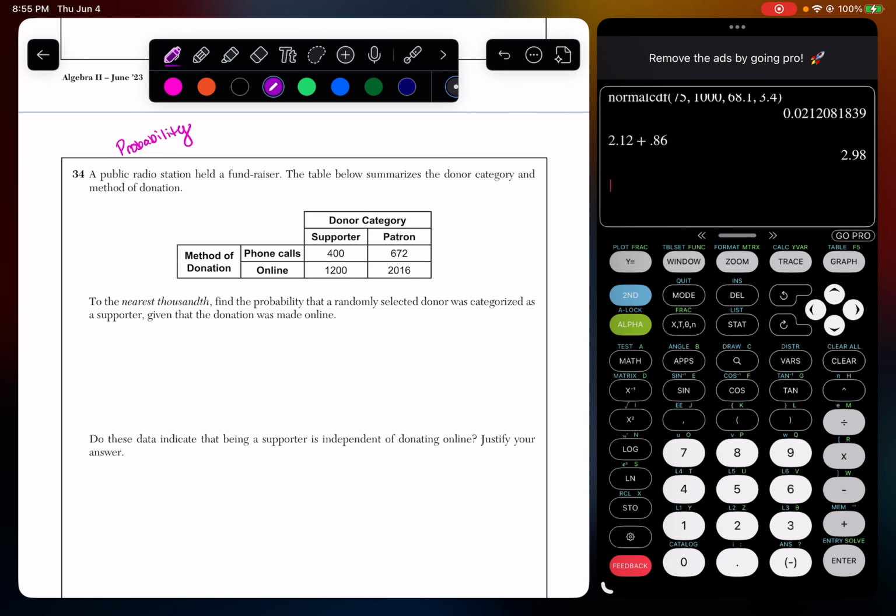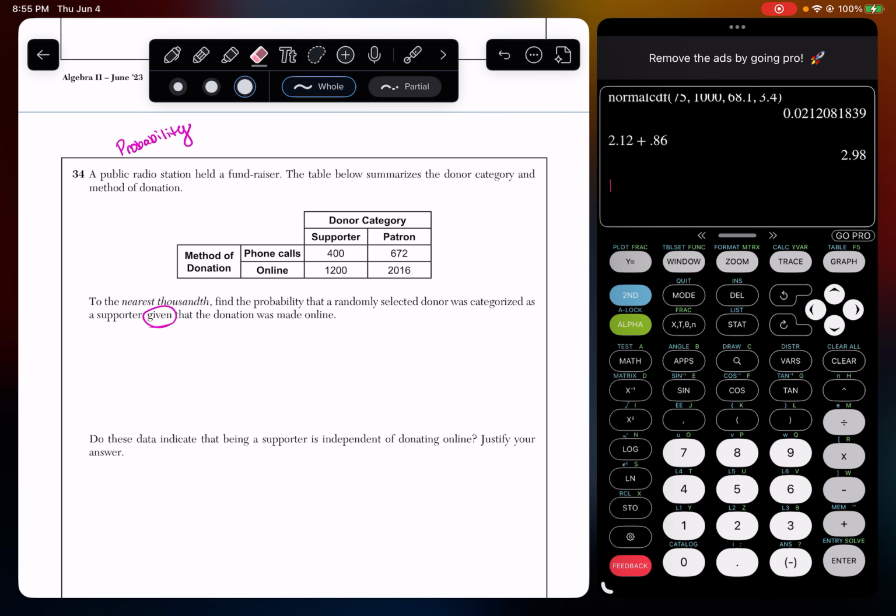So here, if you were in charge of this radio station, you might want to know, does the phone calls versus the online change what type of donors I end up with? That would help you make some decisions. So let's look at what they asked us to do. To the nearest thousandth, find the probability that a randomly selected donor was categorized as a supporter given that the donation was made online.